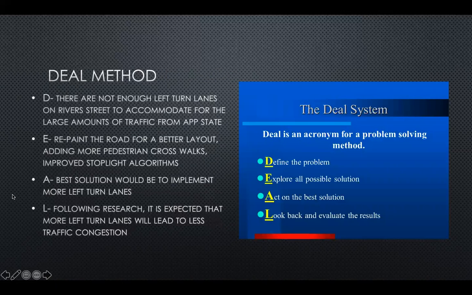Okay, so here's my DEAL method. So for defining the problem, there are not enough left turn lanes on River Street to accommodate for large amounts of traffic from App State.